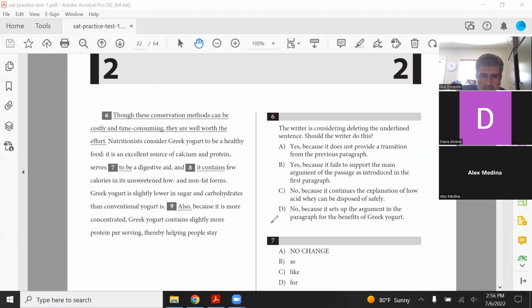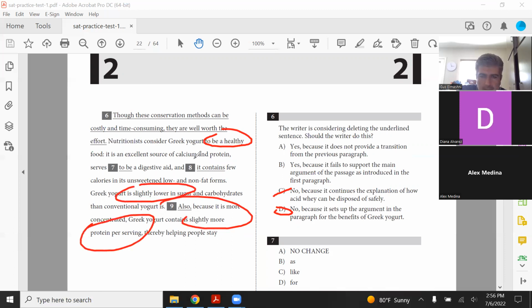C doesn't talk about how they're disposed of. So I'd say just talk about the benefits, right? How it's a healthy food, it's lower in sugar, more protein, right? But I'll look at the yes choices to see, maybe should we remove it? I don't know. No, it does provide transition. It does support the main arguments that Greek yogurt's awesome. So yeah, I'll go D.